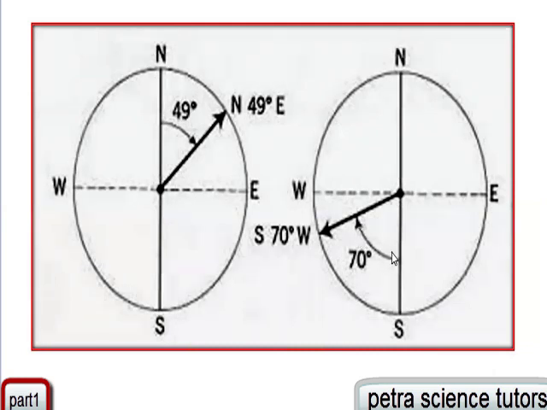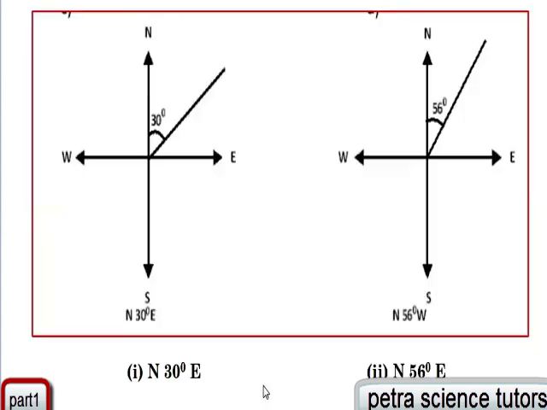So look at the second example here. It is measured from the south. So that's why we said compass bearings are always measured from the nearest north or south. From the south, the angle measured going this way is 70 degrees. So this line is south 70 degrees west because the line is between south and west, and this line in the first diagram is between north and east, so it's north 49 degrees east. So compass bearings are always measured from the nearest north or south.